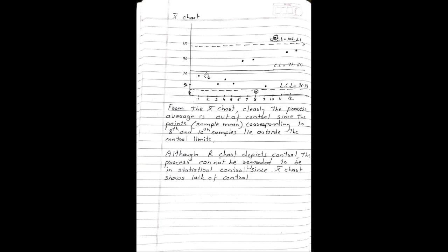Then for the X bar chart, again we will find the upper control limit and lower control limit and we will plot the points. If you observe the X bar chart, clearly the process average is out of control since the points corresponding to the 8th and 10th samples lie outside the control limits. So although the R chart depicts control, the process cannot be regarded as in statistical control since the X bar chart shows lack of control.